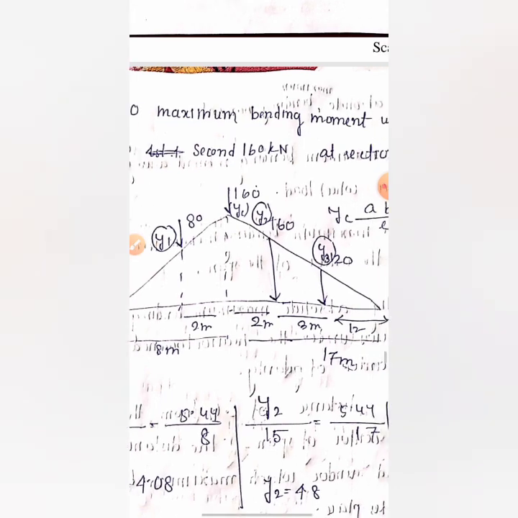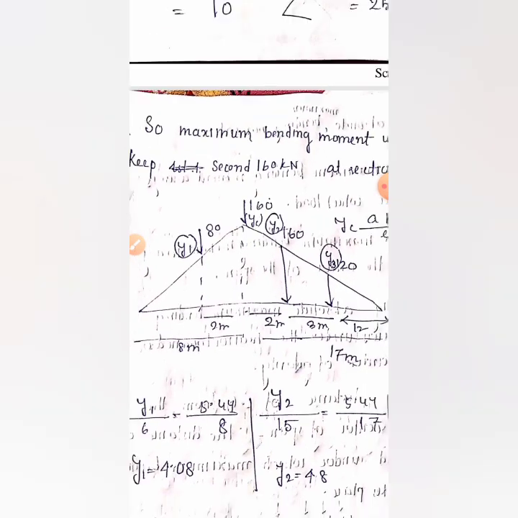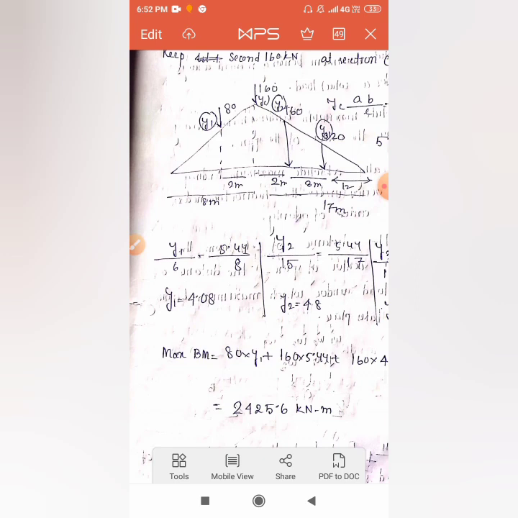at section C. As the load system is given, the first 160 is 2 meters away from this, 120 is 3 meters away, 80 is 2 meters away. Then, according to the rule which I have taught you earlier, we have to find the maximum bending moment. That means we have to multiply the load into the ordinate, so we have to find the values of y1, y2 and y3, and we can find all the ordinates with the help of the property of similar triangles, right?